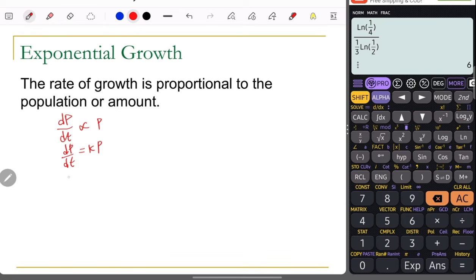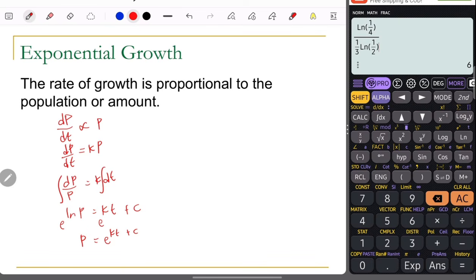Cross multiply, we get dp over p equals k dt. Then integrate. Integral of dp over p is ln p. And copy constant, integral of dt is t plus c. To get rid of ln, we will use e both sides. So p equals e to the kt plus c.